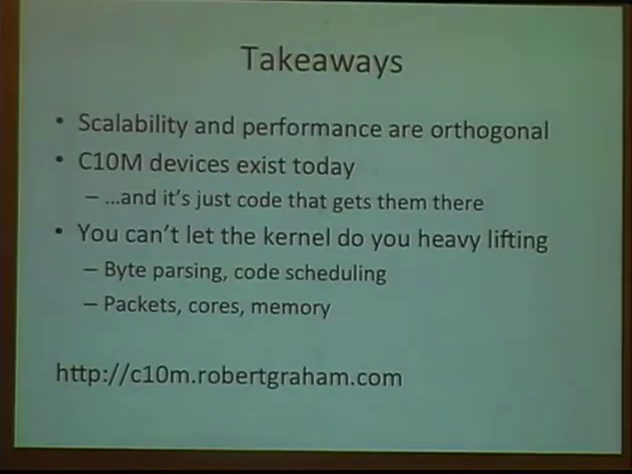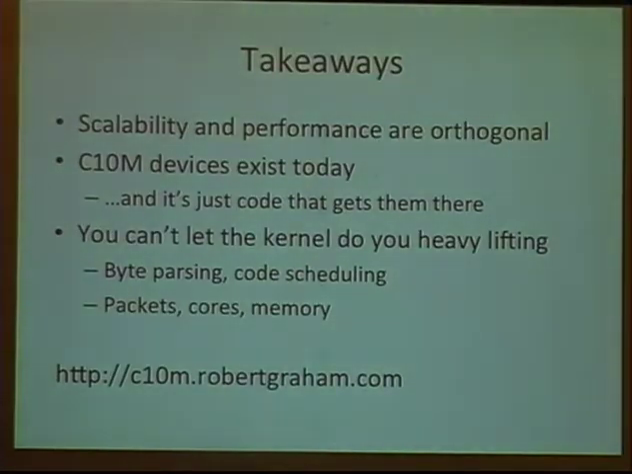So this is the last slide. Here are the 3 takeaways. The first is that original graph: performance and scalability are orthogonal. They're not the same thing. Second is that these devices scale out much farther than Apache, even farther than Nginx and Node.js. These systems exist. It's just that there's not so much open source code there, so we can't put our fingers on them. And the third thing is you don't let the kernel do the heavy lifting.